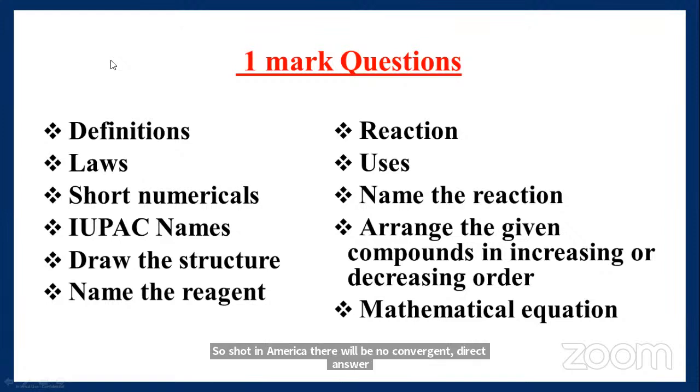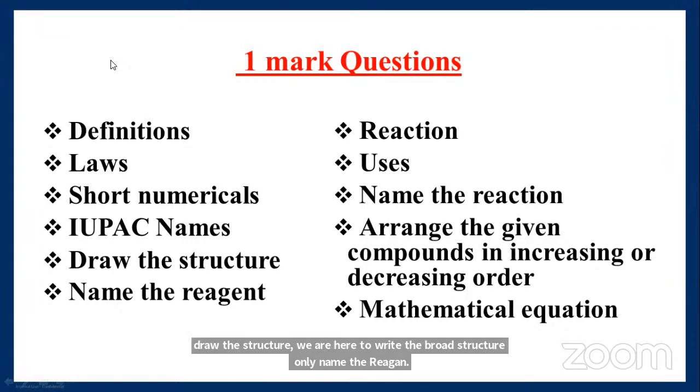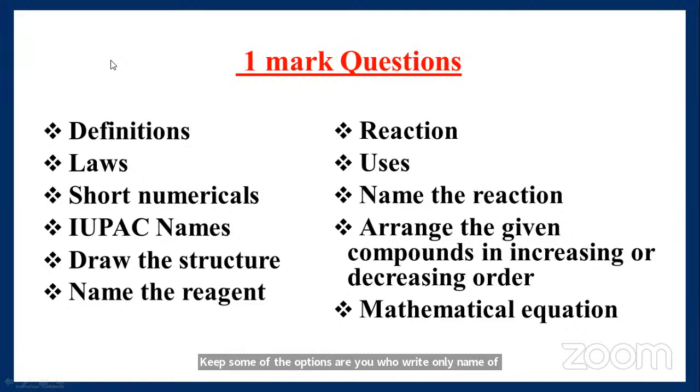For IUPAC names, you have to write the direct name. Please don't write the structure again. No need to copy the structure once again in the question paper. Draw the structure: here you have to write only the structure. Name the reagent: if some reactions are asked, you have to write only the name of the reagent. Reactions, how will you convert? For that, you write only the reaction.